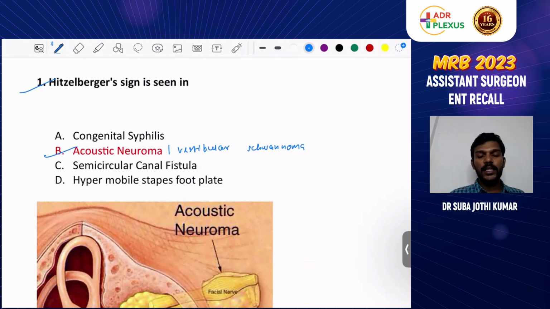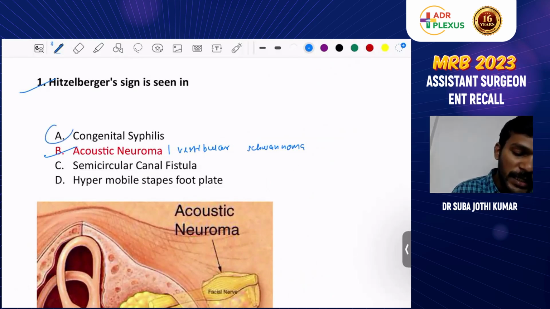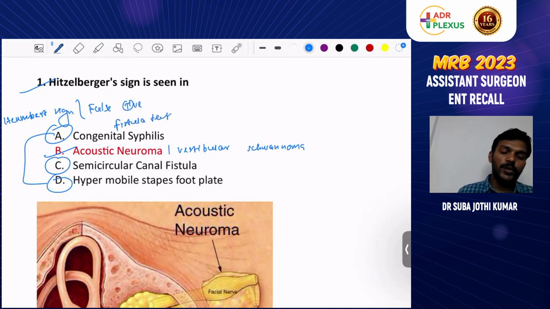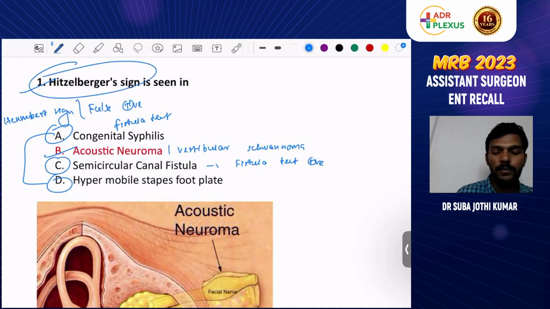So why are the other things given? In congenital syphilis, hypermobile stapes footplate, semicircular canal fistula. In congenital syphilis and hypermobile stapes footplate, you could see a false positive fistula test or Hennebert sign. That is a false positive fistula. So in semicircular canal fistula, you will see a positive fistula test, whereas in acoustic neuroma or vestibular schwannoma, you will see a positive Hitselberger sign.